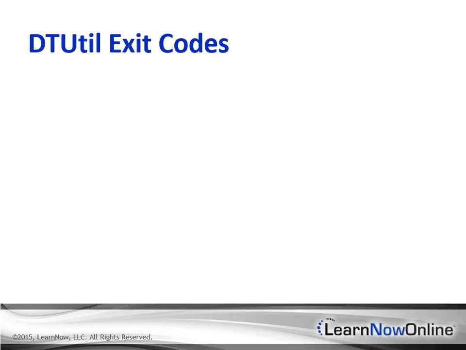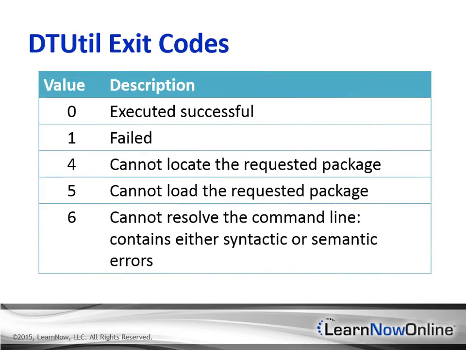Now, if you execute a command using DTUtil and the command succeeds, you'll get a message to the effect that the operation completed successfully. Otherwise, it'll provide error information. And the utility sets an error code that you can use in batch files to verify that an action completed successfully. And this is the list of the available values. 0, executed successfully; 1, failed; 4, can't locate the requested package; 5, can't load the requested package. That usually means there's some sort of dependent file that's missing or something like that. And 6, can't resolve the command line. It contains either syntactic or semantic errors.